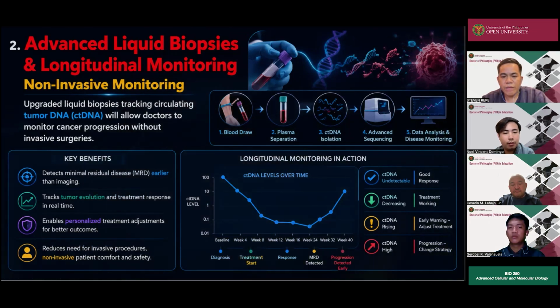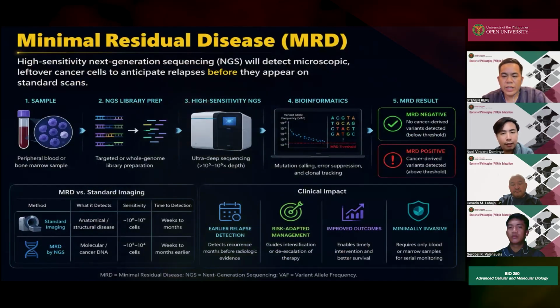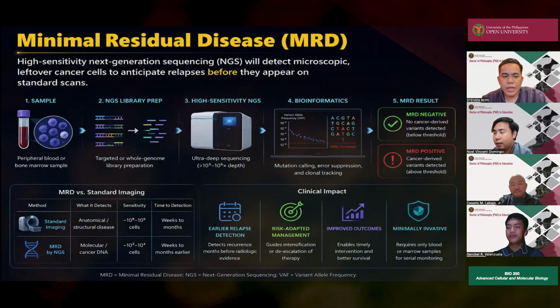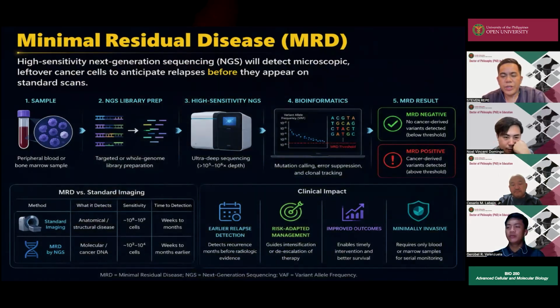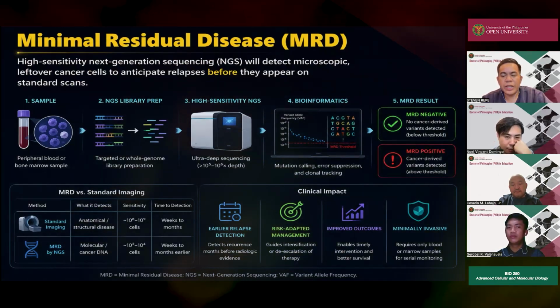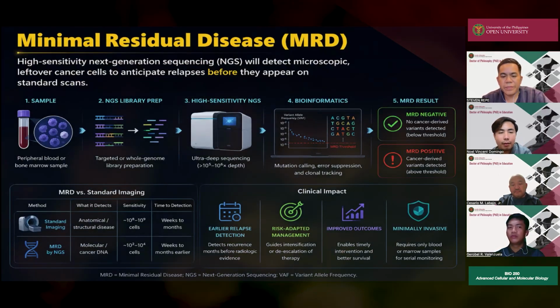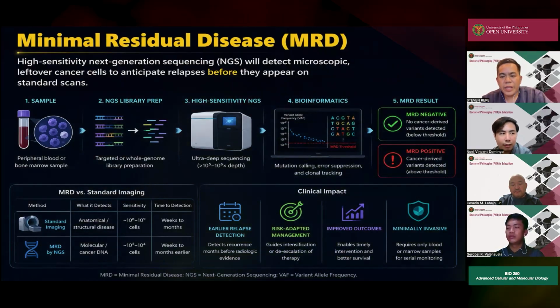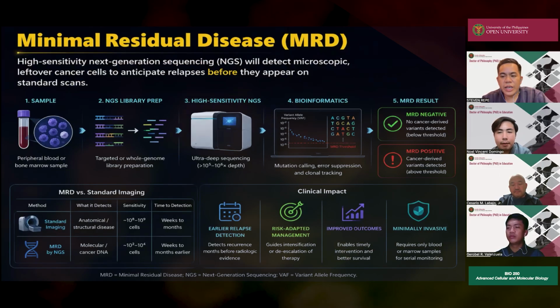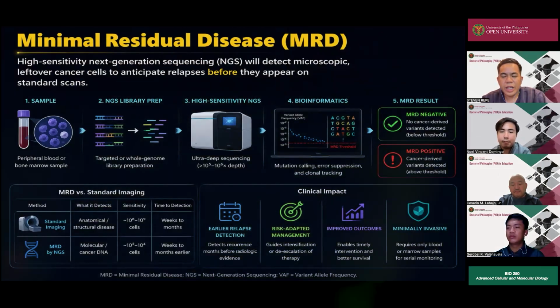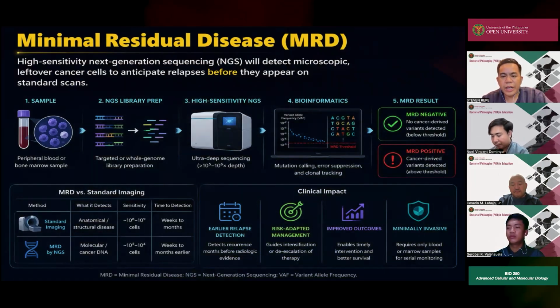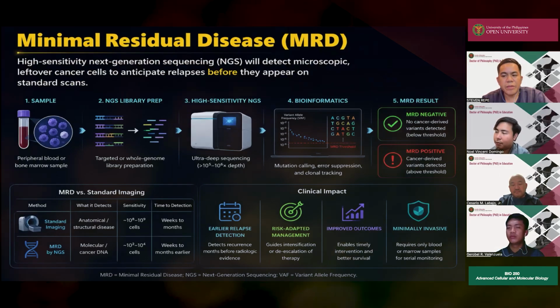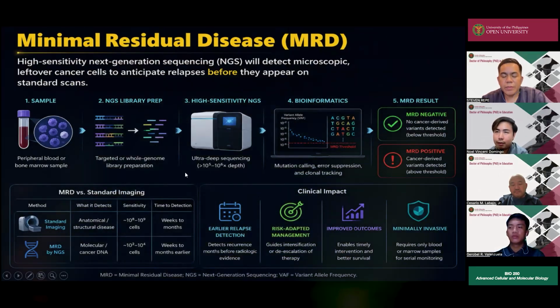We also have the minimal residual disease, or the MRD. The minimal residual disease refers to the microscopic cancer cells that may remain after treatment. These cells may not appear on standard scans, but high sensitivity NGS may detect them. These can help doctors anticipate relapse earlier and adjust treatment before the cancer becomes visible again.